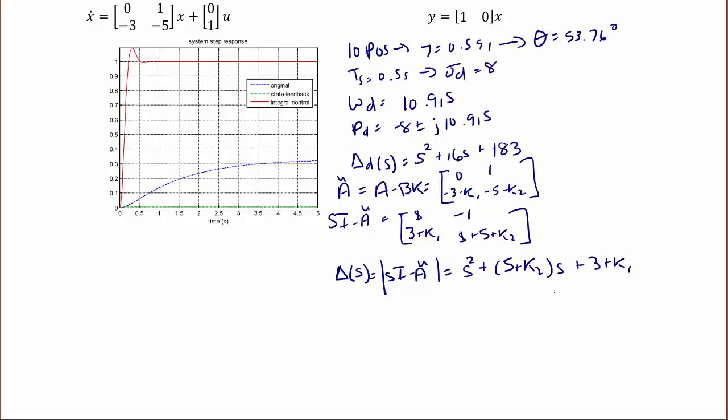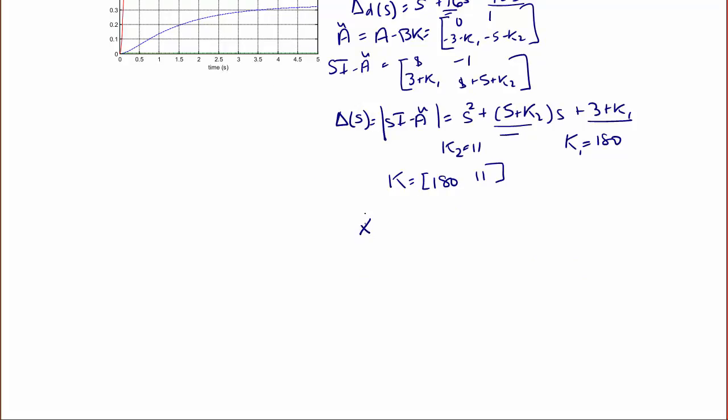So just as we've done before, we now are going to equate coefficients. So 3 plus K1 is equal to 183. So K1 is equal to 180. And 5 plus K2 is equal to 16. So K2 is equal to 11. So the controller K gain is [180, 11]. And now because we want to find the current steady state error, we are going to have to derive the transfer function from the A, B, and C matrices.